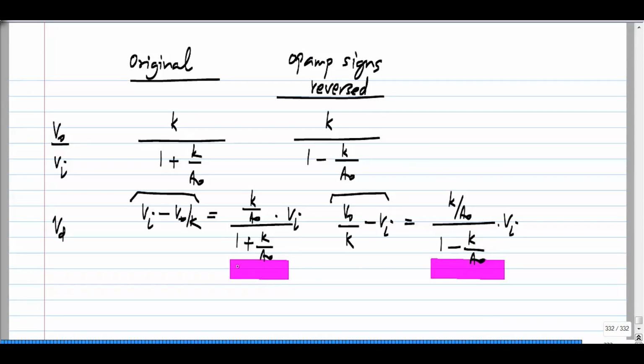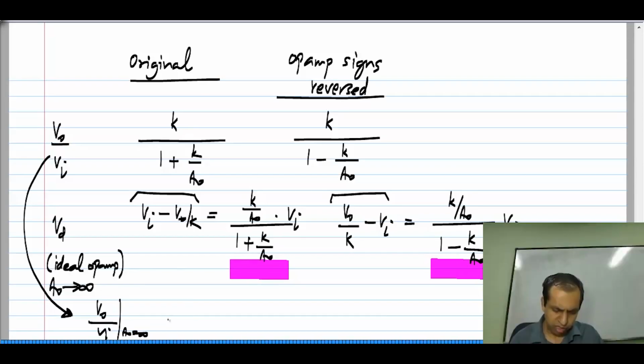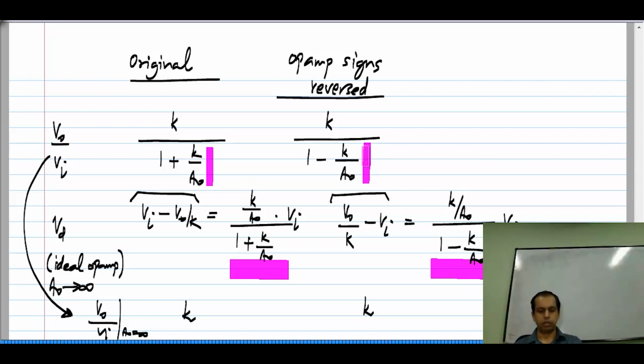Okay. And finally, this V naught by V I, as A naught tends to infinity, that is, as the op amp tends to being an ideal op amp, in both cases V naught by V I will be k, because this term here or this term there simply disappears. K by A naught will be 0. So, V naught by V I will be k.